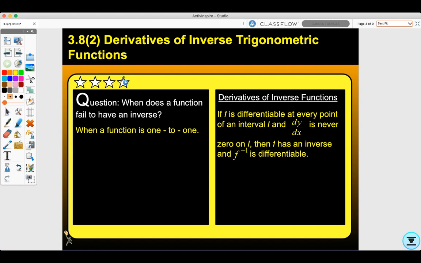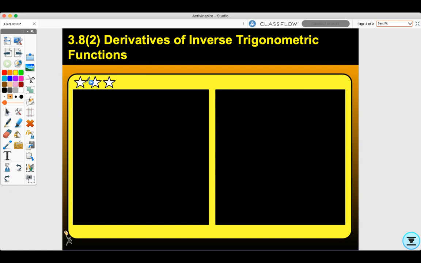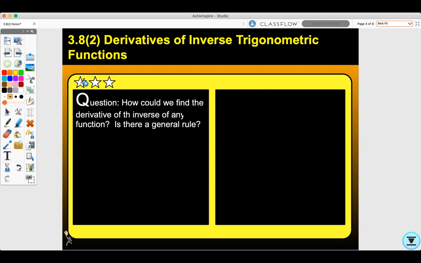If f is differentiable at every point of the interval I and dy/dx is never 0 on the interval, then f has an inverse and f inverse is differentiable. Question: how could we find the derivative of the inverse of any function? Is there a general rule? Use y equals f inverse of x to begin.